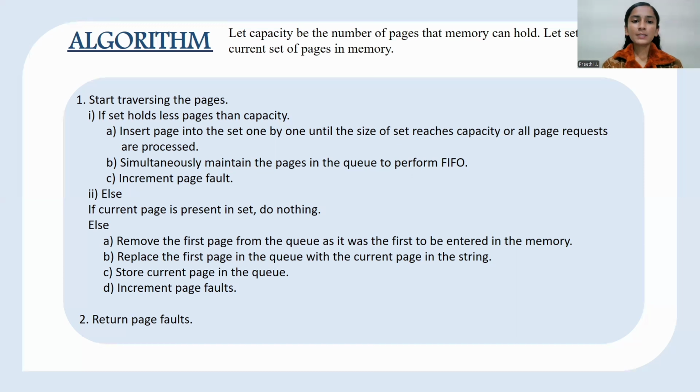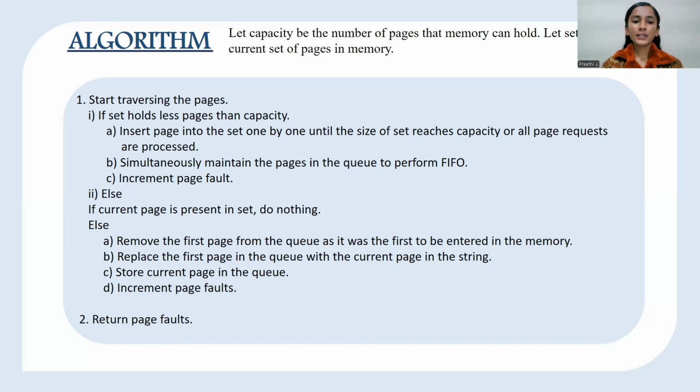If the set holds fewer pages than capacity, insert pages into the set one by one until the size of the set reaches capacity or all page requests are processed. Simultaneously, maintain the pages in the queue to perform FIFO. Increment page fault. Else, if the current page is present in the set, do nothing.